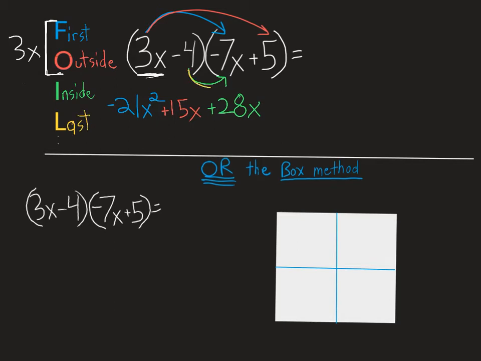And that's the negative 4 times the 5, which is negative 20. And that is the work to finish the second term, the negative 4. So the FO, that's the top arrows, they're distributing your 3x through. And then the IL of FOIL, the last two letters, are distributing the negative 4 to the other binomial.